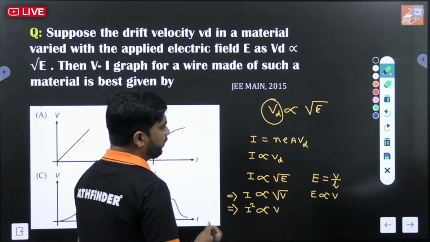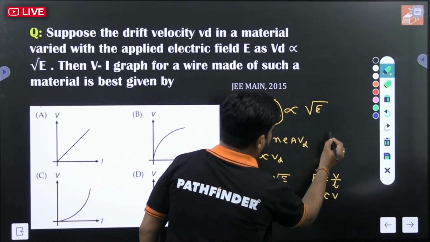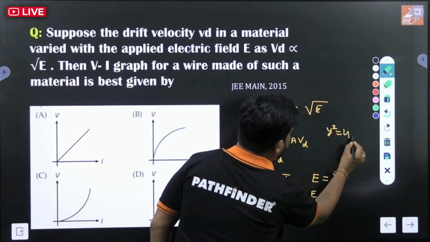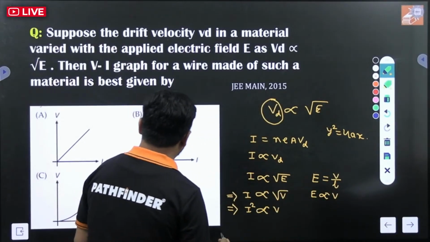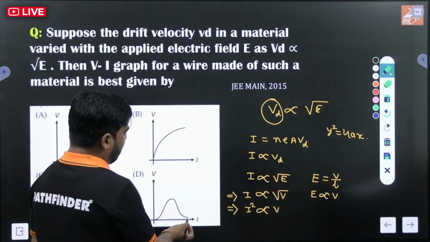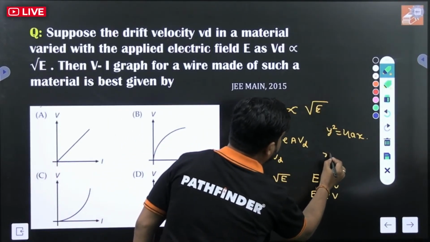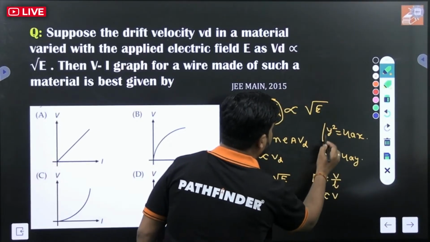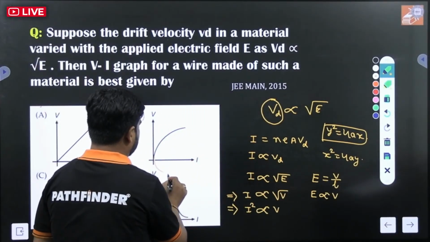Okay. Now if you remember the graph of a parabola, y square is equal to 4x. This is the standard equation of a parabola, right? Now in this case, what is in the y-axis? V is in the y-axis. And what is in the x-axis? I is in the x-axis. So here, can we write it as x square is equal to 4ay? This is the standard equation of a parabola, correct?